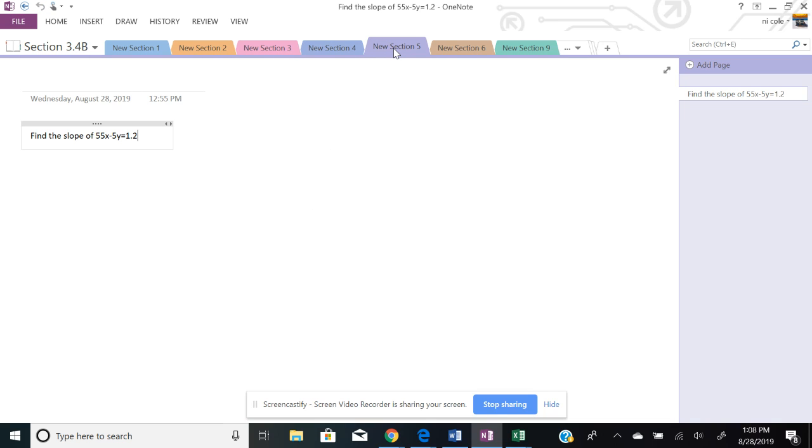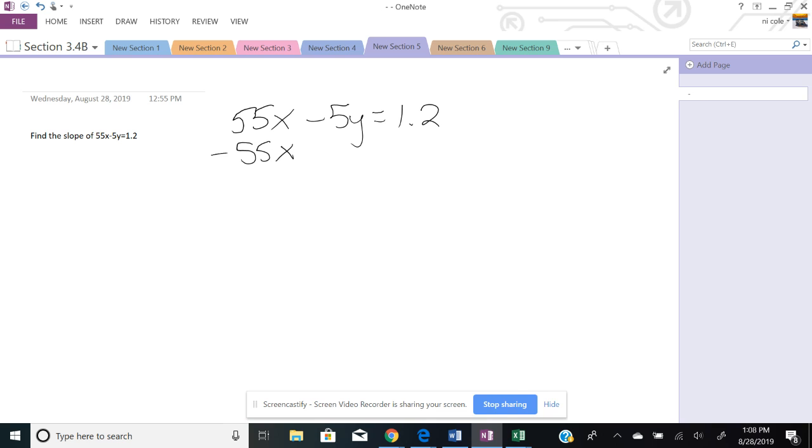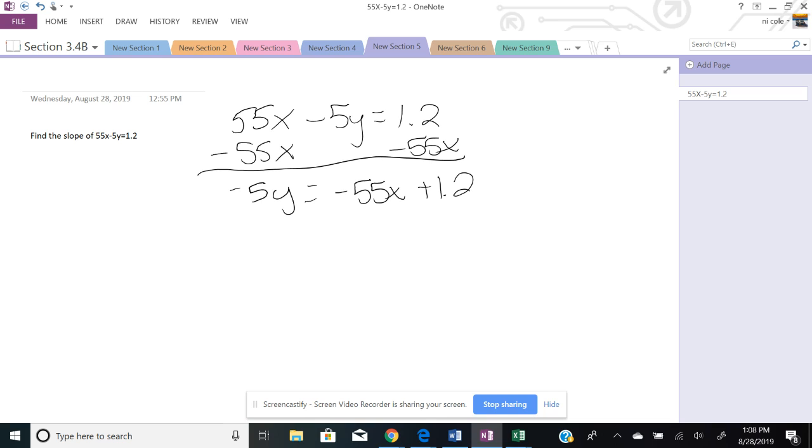All right, another example. We need to find the slope. So once again, you're going to have 55x minus 5y equals 1.2. I am going to subtract 55x from both sides of the equation and get negative 5y is equal to negative 55x plus 1.2.